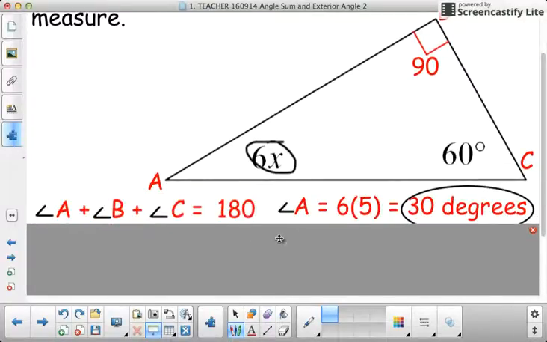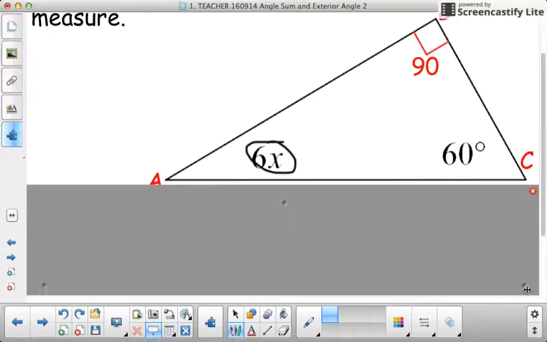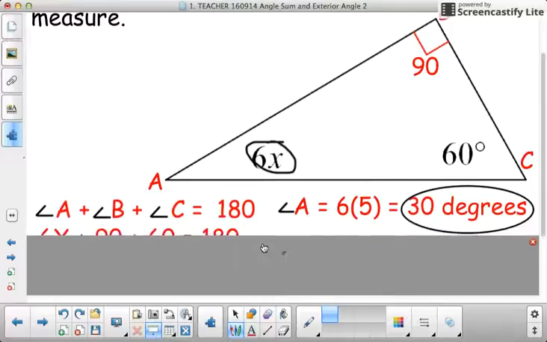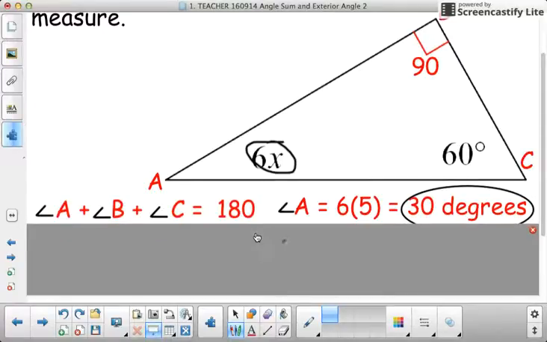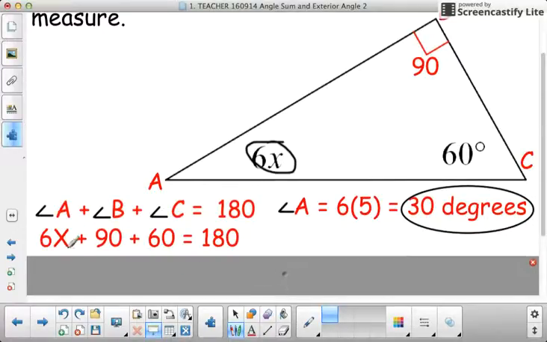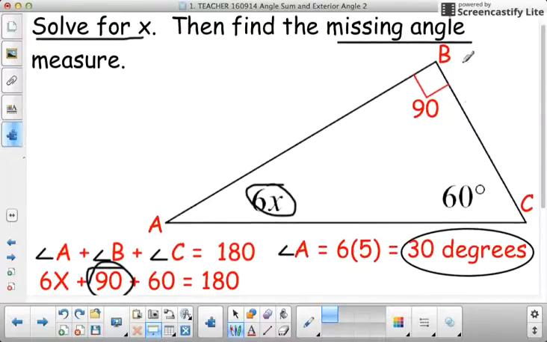So the same thing still applies here. Angle A plus angle B equals 180. I now know that A is 6x, B is 90, and C is 60. If you forgot this 90, you will not be able to solve this problem. I have to be able to look at a box and say, oh yeah, that box in the corner means 90 degrees. This is a right triangle.